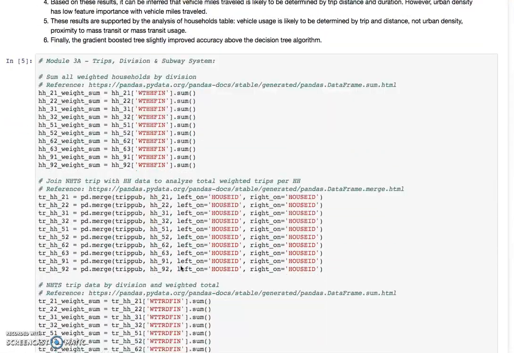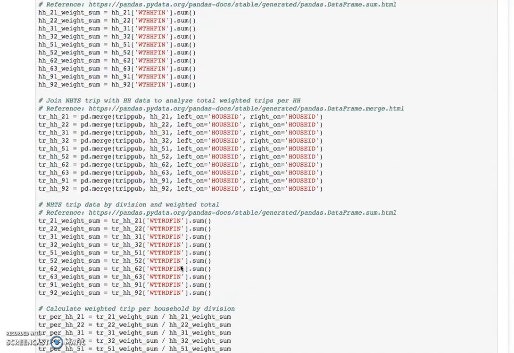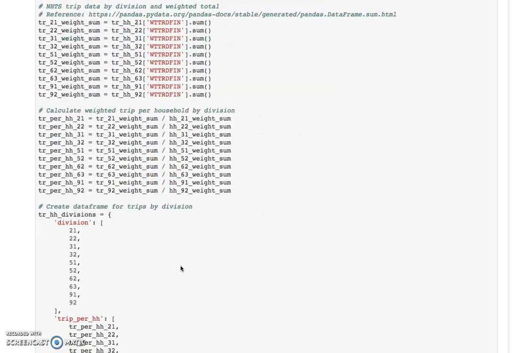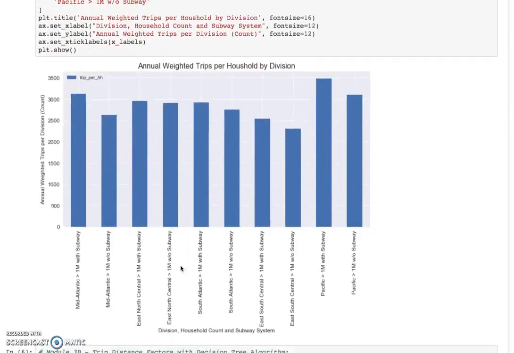This first portion again is the trips table. This is the annual trips per household. This is basically organizing the data, getting in between the households, the divisions, and the trips. And we're going to calculate and put it into a bar chart. And so again, these are results.